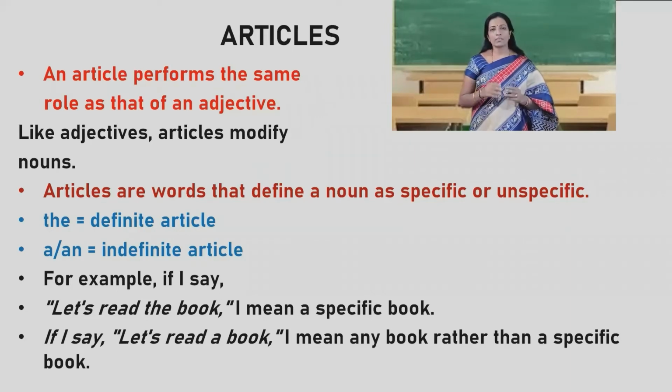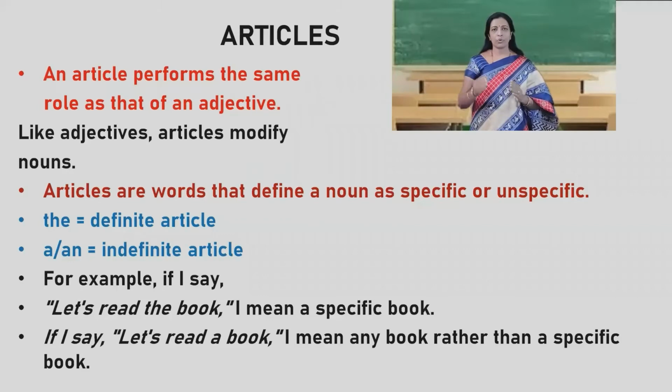Now, articles generally perform the same role as that of an adjective. That is, they describe or modify a noun. So, the main function of an article is they give us some more information about the noun which they precede. So, generally an article is written before a noun.